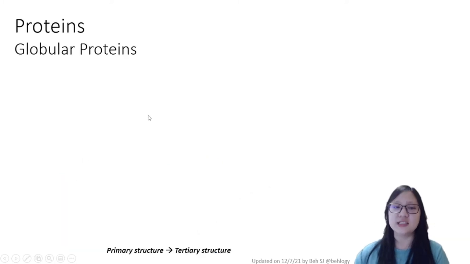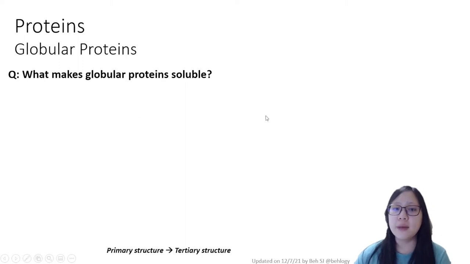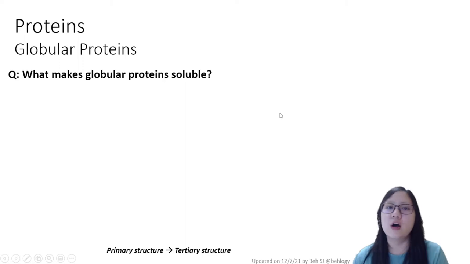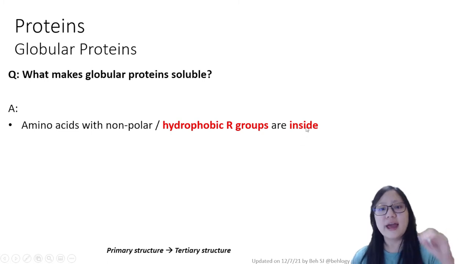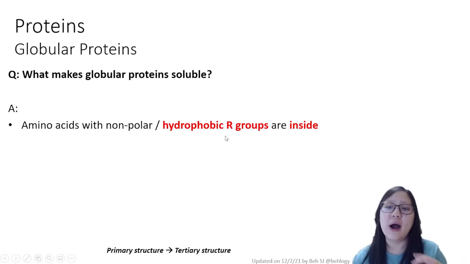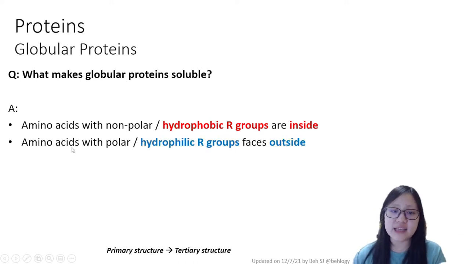Let's start with an example of a globular protein, which is hemoglobin. Now, first question would be, what makes globular protein soluble? This is all across the board, okay? It applies to hemoglobin and everything else as well. What makes globular protein soluble? It's because of its sequence and structure. Amino acids with nonpolar or hydrophobic R groups point inward, whereas amino acids with polar or hydrophilic R groups face the outside. Does that make sense?